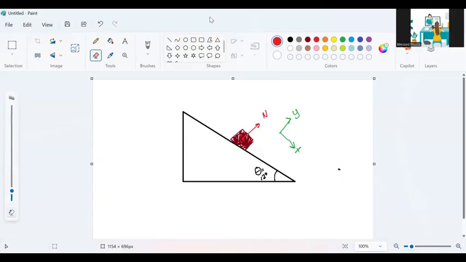And we know the weight of the crate itself is going to go straight down in this direction. So because we established our X and Y coordinate, we're going to mark them. The Y is going to be along the same line as the normal, the Y part of the weight, and then the X part of the weight is going to be along the inclined plane.